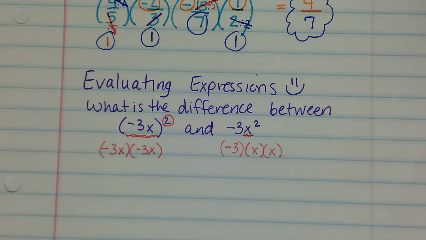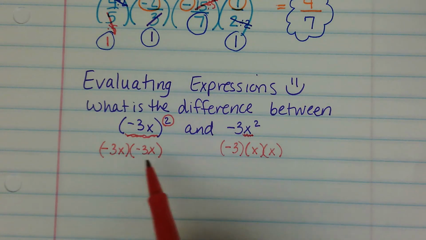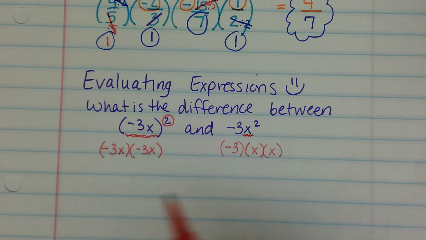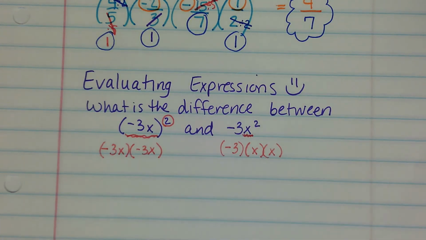Now, what's different between them? Well, they both have two x's, x times x, x times x, but this one has negative 3 times negative 3. This one only has one negative 3. So that's why when you're doing these and evaluating these expressions, it does make a difference. Okay, so what we're going to do is take a look at an example where we have to actually solve these. And the example that we're going to look at looks like this.